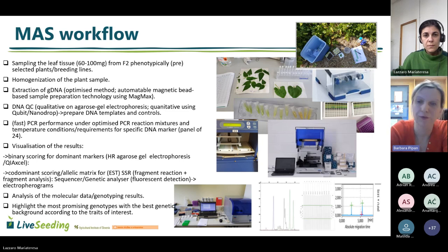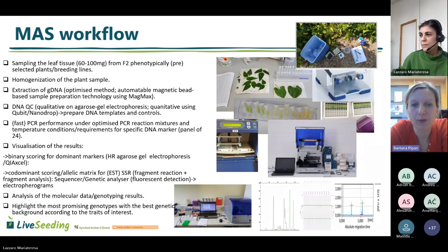So here we have two points. The first one is the binary scoring for dominant markers. We are using it on high resolution agarose gel electrophoresis, and we are using KeyXL as well. Here it's just the length determination, and fluorescent labeling is not needed. But for the codominant scoring, so for the SSR markers, we are at the end generating the allelic matrix.